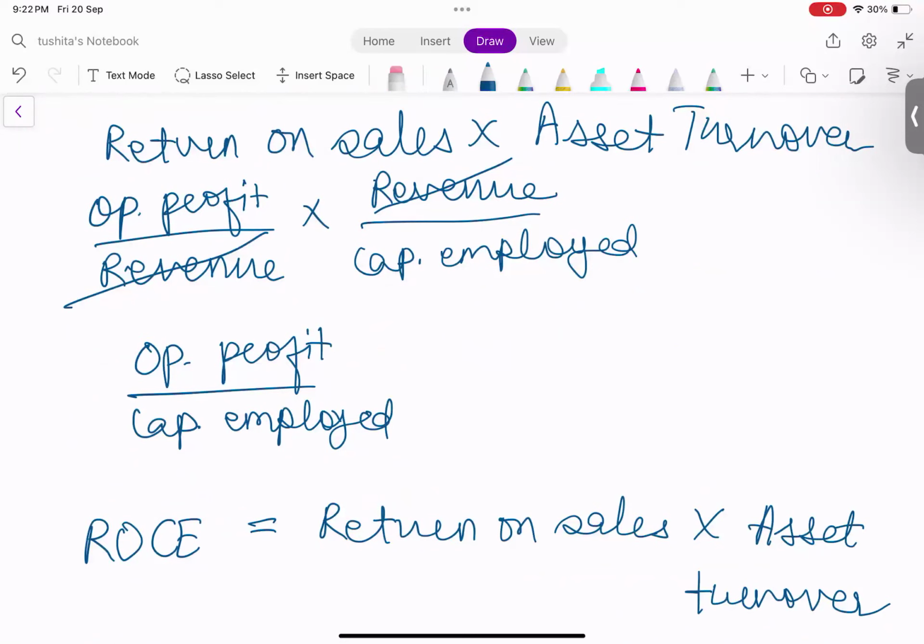So this is the relationship between ROCE, return on sales, and asset turnover. In the next video, we're going to talk about the liquidity ratios.